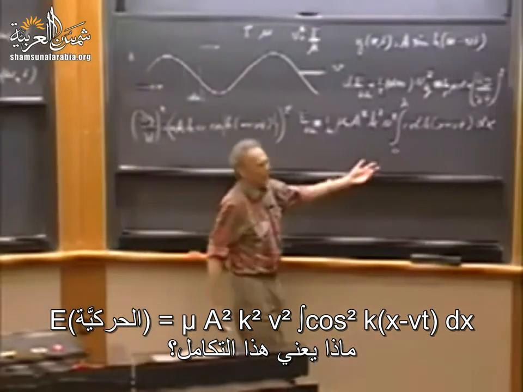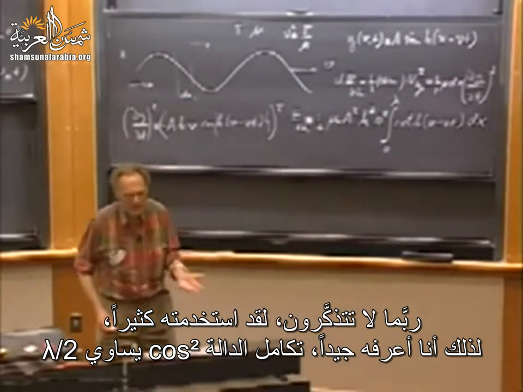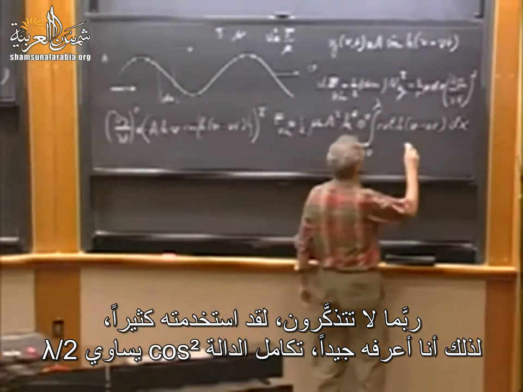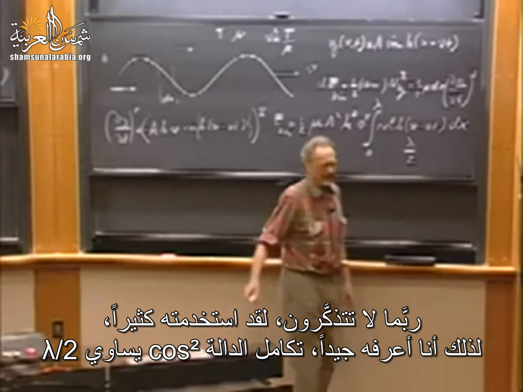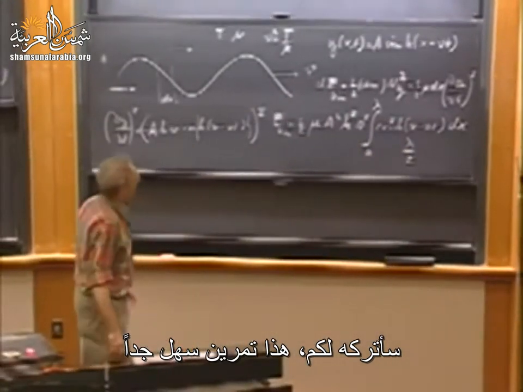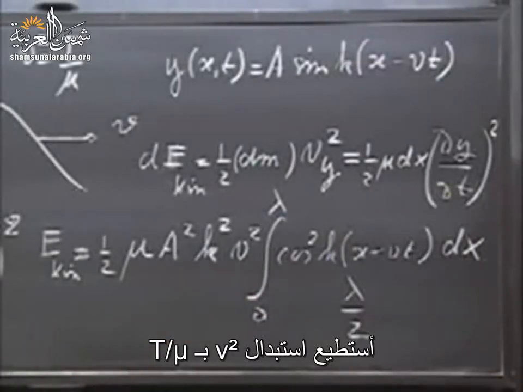What is this integral? Maybe you don't remember, but I've done this often enough that I do know. The integral of cosine squared of that function is lambda divided by 2. And I leave you with that. That's a very easy exercise. And I can also take the v squared out and write for that T over mu.